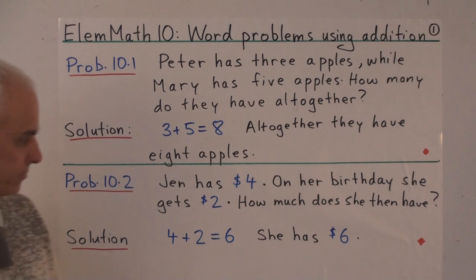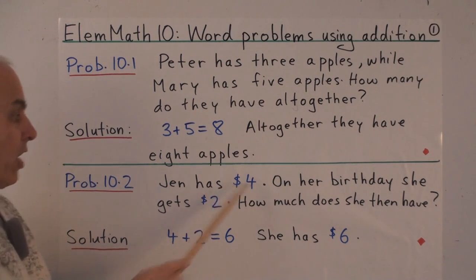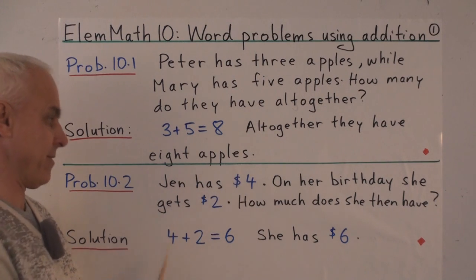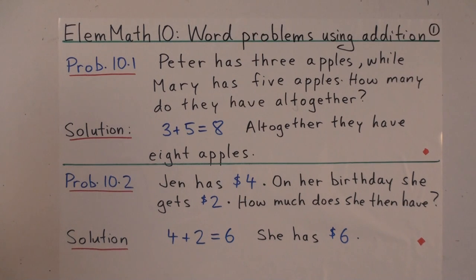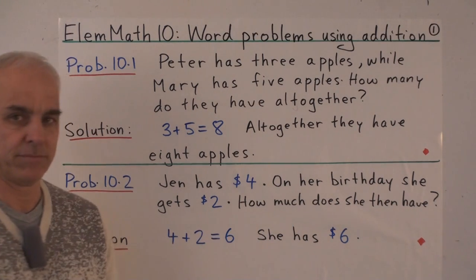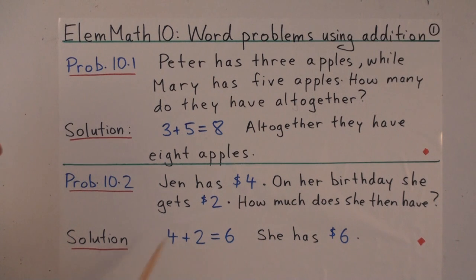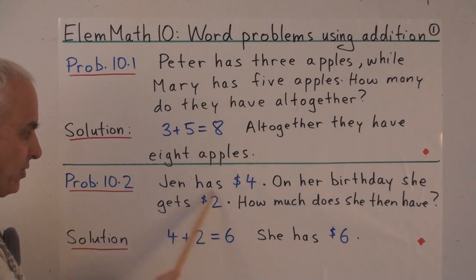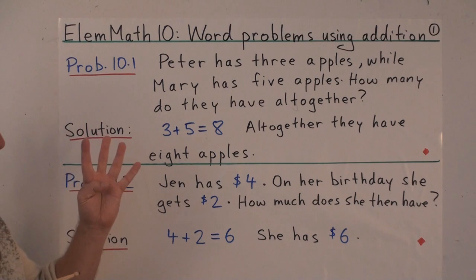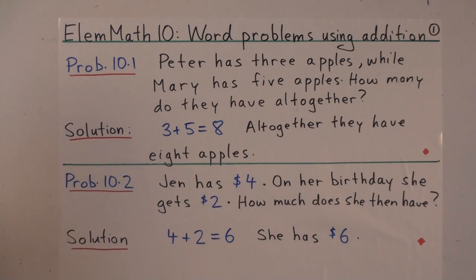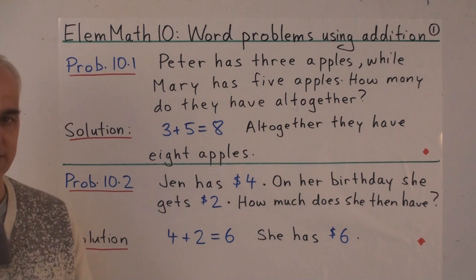All right, our next problem. Jen has $4. This is the dollar sign, so that means $4. On her birthday, she gets $2. How much does she then have? Well, it's a question of taking the $4 and the $2 and adding them together. Because she starts with the $4 and then she adds $2 to it, in the same way that we start with a rectangle with 4 here and then add 2 more there to get one with 6. So there's the computation in terms of numbers, and here's the answer. She has $6.